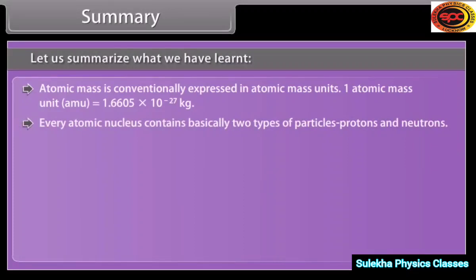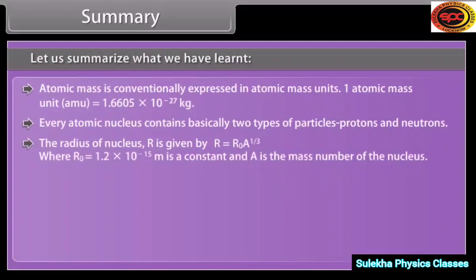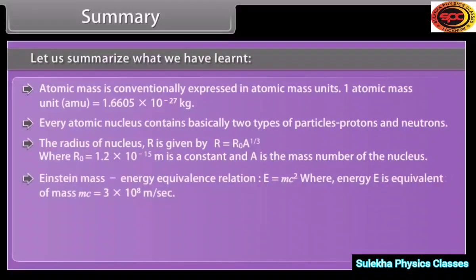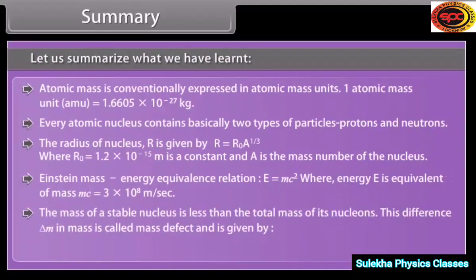Every atomic nucleus contains basically two types of particles, protons and neutrons. The radius of nucleus R is given by R = R0 A^(1/3), where R0 is equal to 1.2 × 10^-15 m is a constant, and A is the mass number of the nucleus. Einstein's mass-energy equivalence relation, where energy E is equivalent of mass m, and c is the velocity of light in vacuum, that is 3 × 10^8 meter per second. The mass of a stable nucleus is less than the total mass of its nucleons.